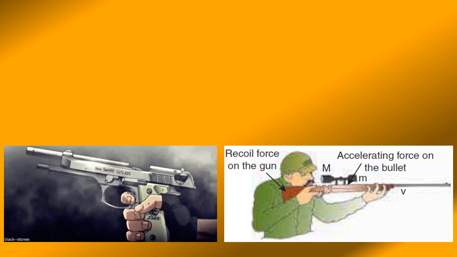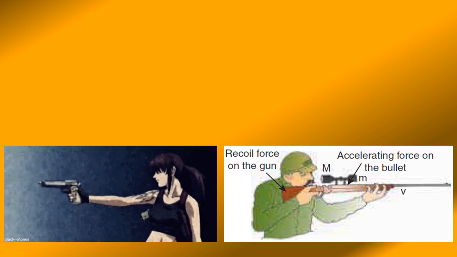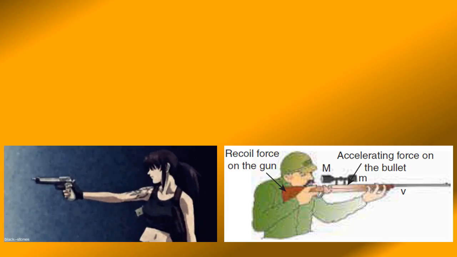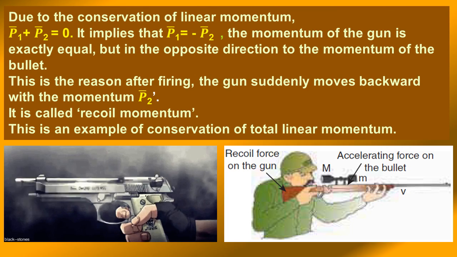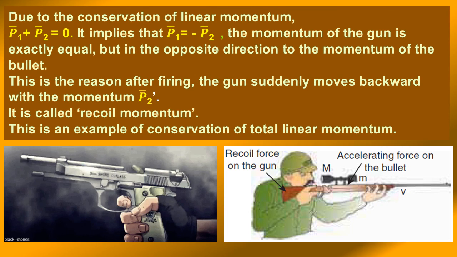See, you can say it is initially at rest, then the gun is fired. There is a momentum change between this, and this reaction is actually the recoil force of the gun. This is the recoil force of the gun and this is the accelerating force on the bullet.